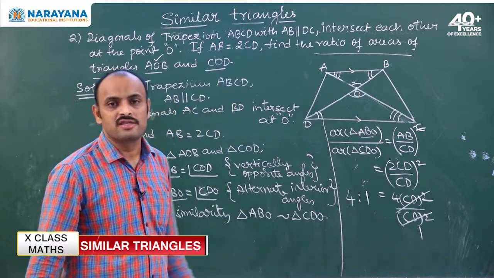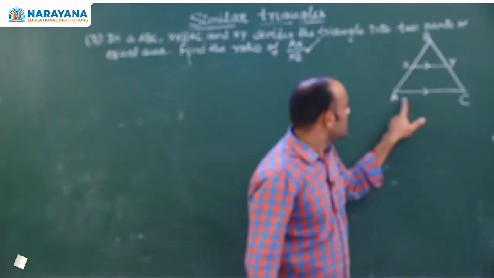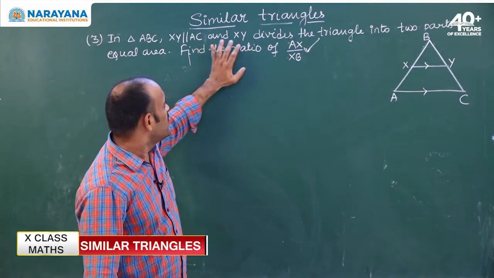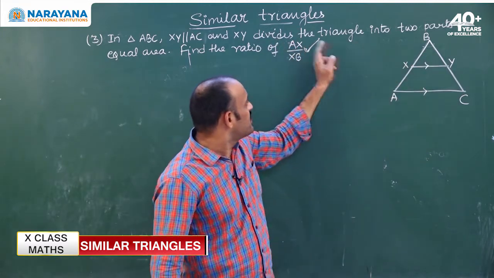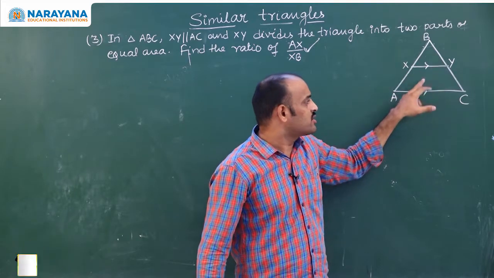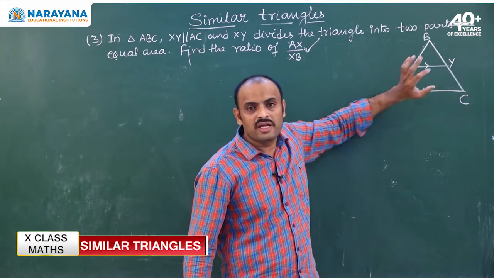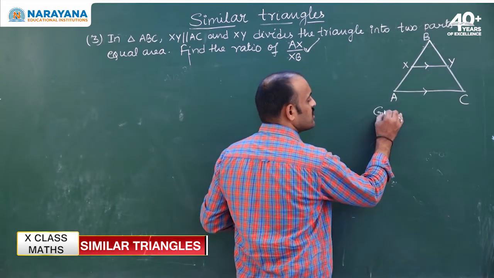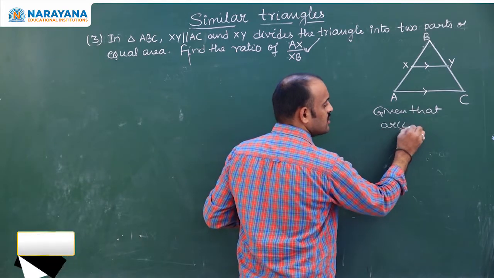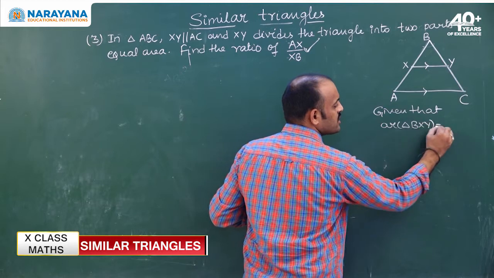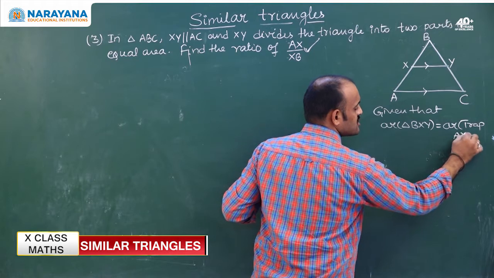Let us see one more example. Third example, in triangle ABC, XY is parallel to AC, and XY divides the triangle into two equal areas. That means the upper part area and the lower part area are equal. Given that area of triangle BXY is equal to area of trapezium AXYC.